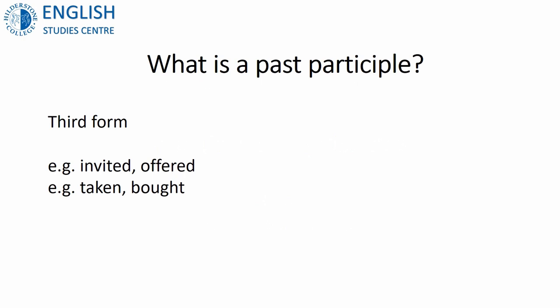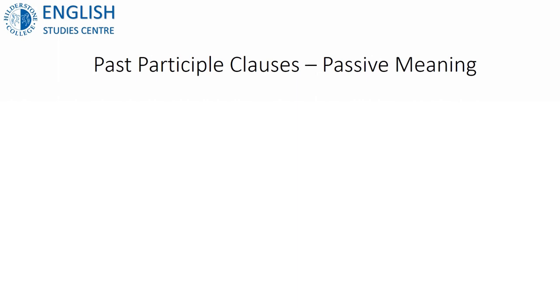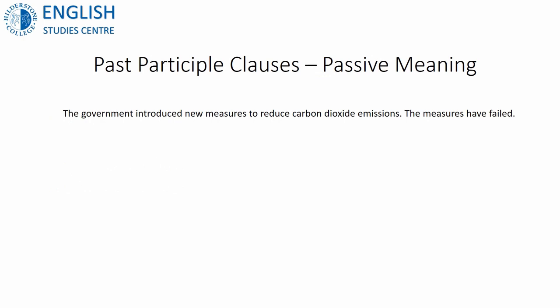Okay, let's move on to some example sentences with past participle clauses then. The thing to remember with past participle clauses is that they generally have a passive meaning. You'll see what I mean with that in just a moment. Look at this first example. The government introduced new measures to reduce carbon dioxide emissions. The measures have failed. 2 perfectly good sentences, 2 independent sentences.